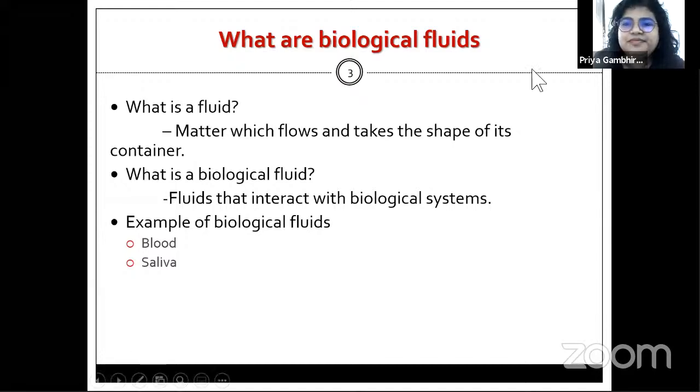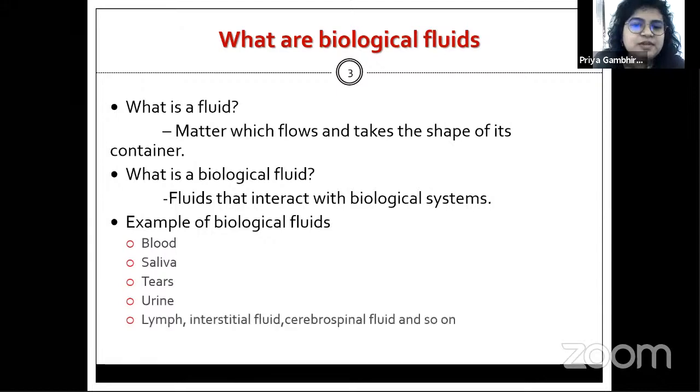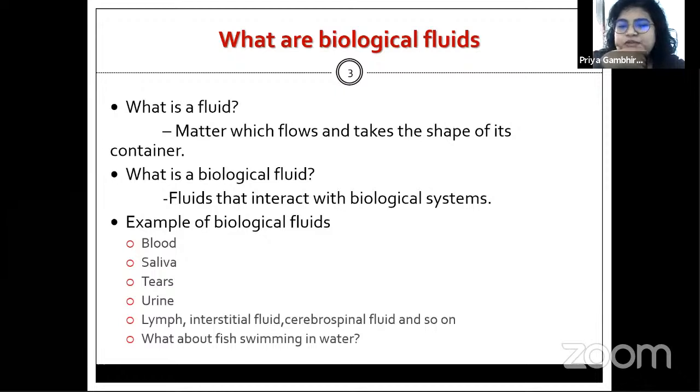And then, okay, there are some more. Yeah, mucus. Somebody says mucus on the chat. Yeah, that's a good example. Then what else do we have? We have urine, a very common biological fluid. And then we have these slightly uncommon or unheard-of biological fluids like lymph, interstitial fluid, cerebrospinal fluid, and so on. So all these are examples of biological fluids. And then I have this question: what about fish swimming in water? Is water then a biological fluid?